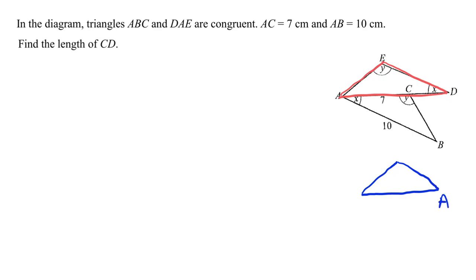A, B, notice A and D, B and A, C and E. And after which, I will then write down AB is 10 cm, AC is 7, and ACB is Y, CAB is X. Okay. Now, find the length of CD, which is here.